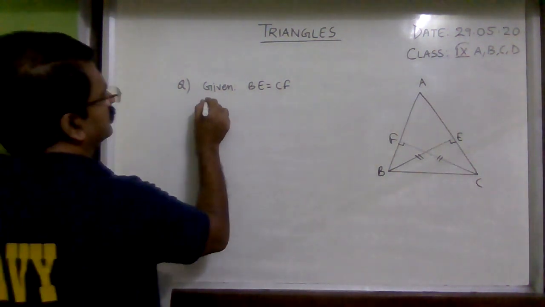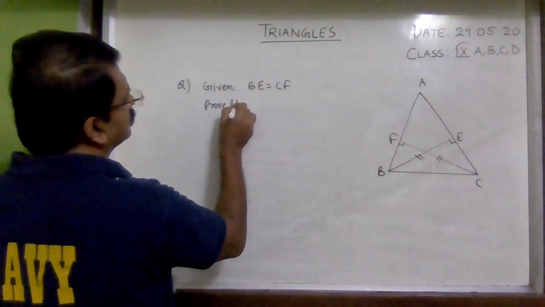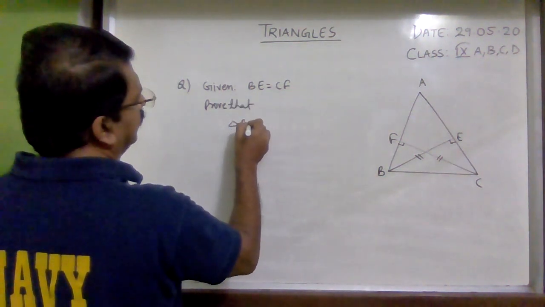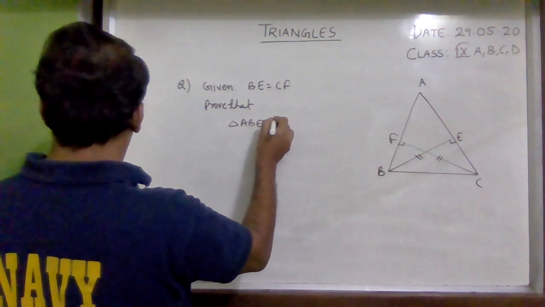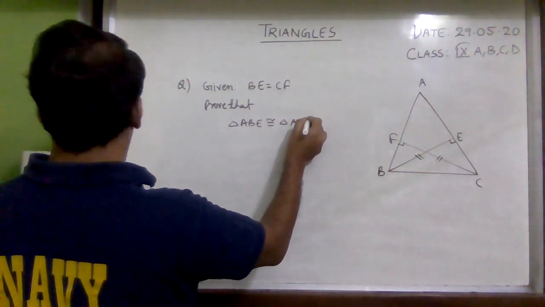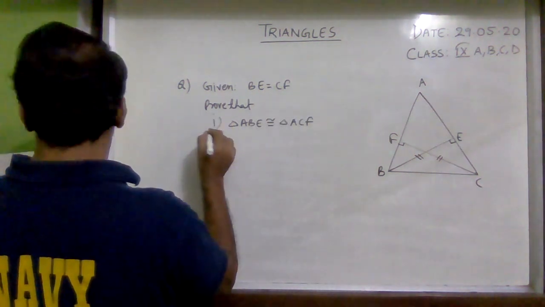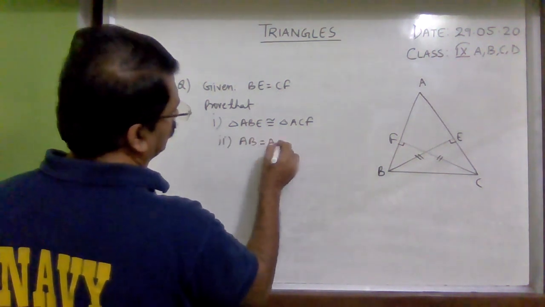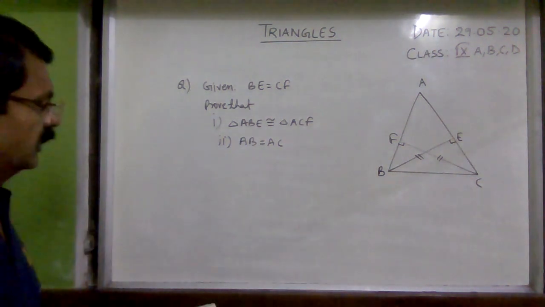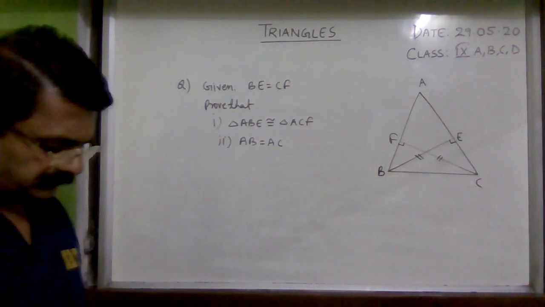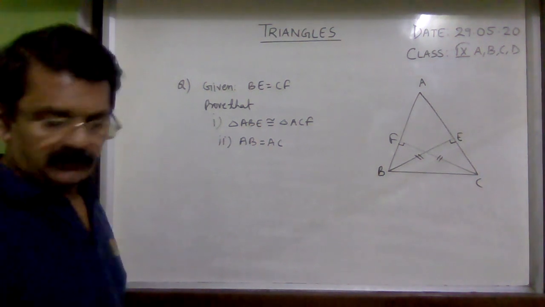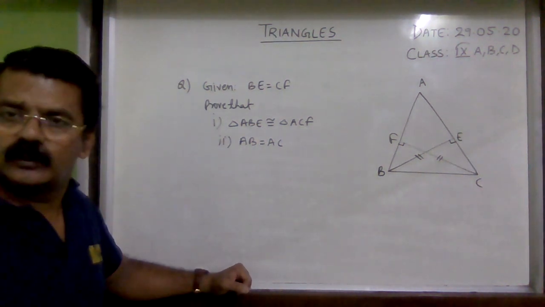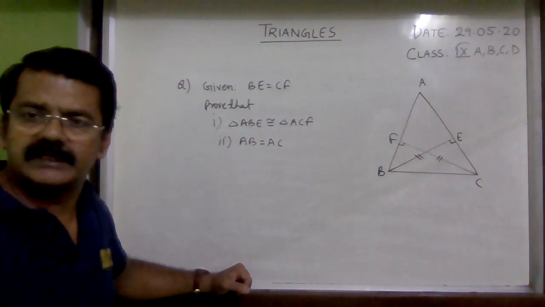Prove that triangle ABE is congruent to triangle ACF. This is the first part, and the second part, AB is equal to AC. So there are two parts of the question. First part, prove that triangles ABE and ACF are congruent, and second part, AB is equal to AC.